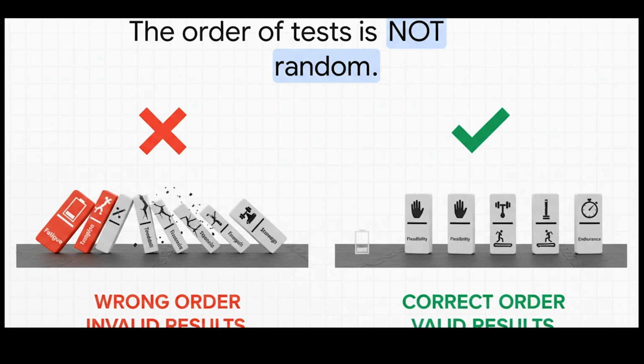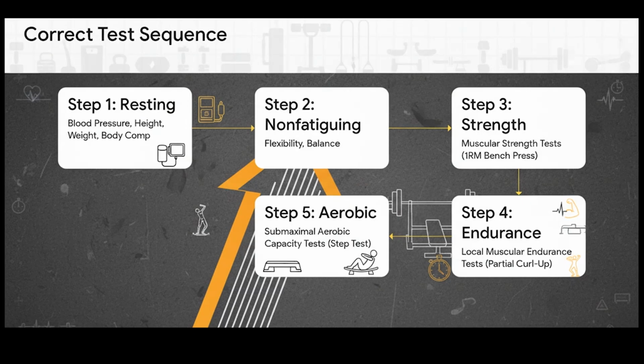Think about it. If you make your client do an exhausting cardio test first, what's going to happen to their blood pressure reading right after? Or their 1 rep max? They're going to be completely skewed, right? The whole point of the correct order is to make sure one test doesn't mess up the results of the next one.